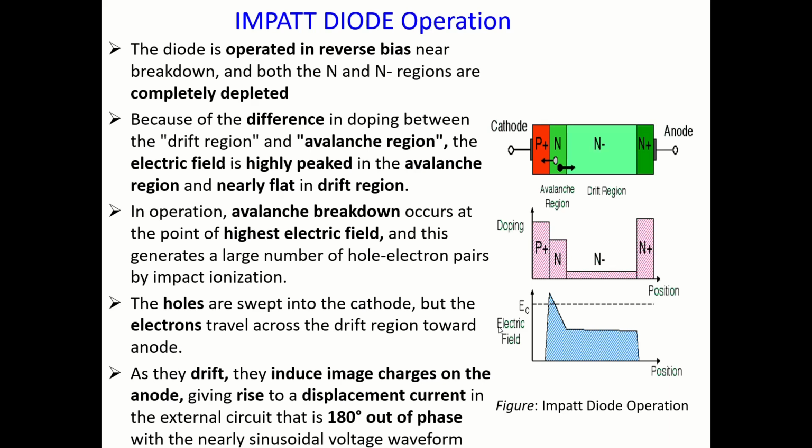So let us see the IMPATT diode operation. The diode is operated in reverse bias near breakdown and both the N and P regions are completely depleted. Because of the difference in doping between the drift region and avalanche region, the electric field is highly peaked in the avalanche region, as seen here, and nearly flat in the drift region. So here the avalanche region and drift region are shown.